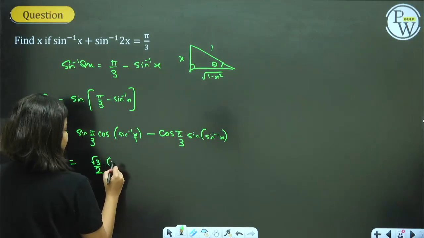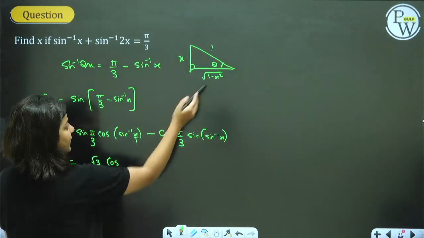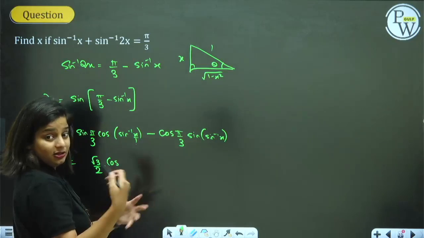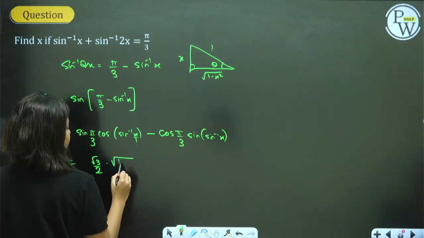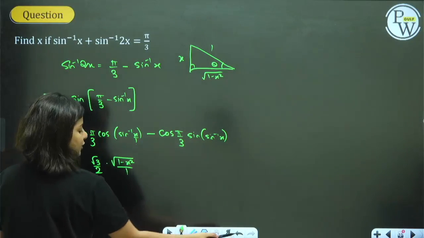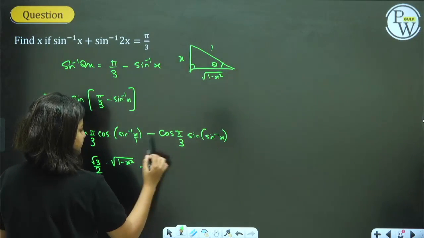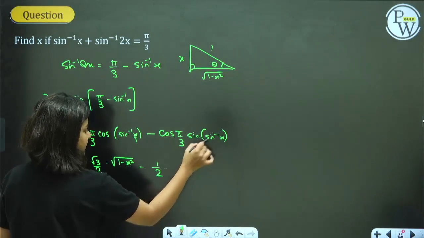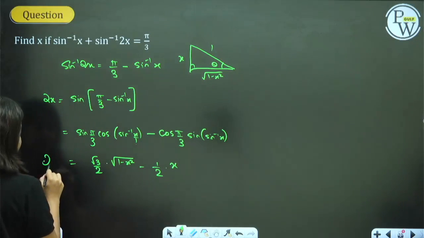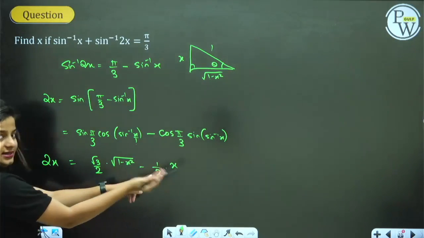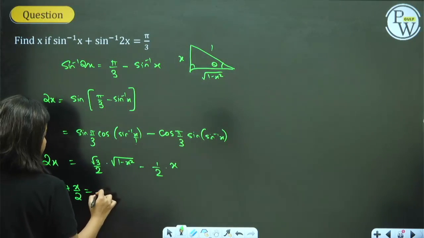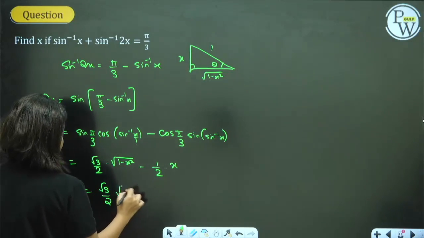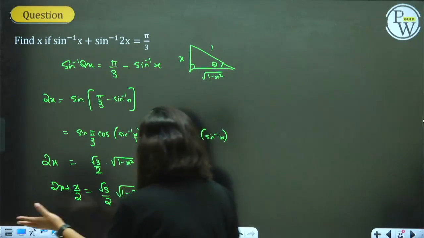Alright, so cos of sin inverse x from this triangle, if I want to write it in terms of cos, it will be adjacent upon hypotenuse. Let me write it directly, root of 1 minus x square, no need of writing upon 1. Cos pi by 3 is 1 by 2. Sin inverse cancel, x. This is equal to 2x. Minus x by 2 on the left side, 2x plus x by 2 is equal to root 3 by 2 times root 1 minus x square. Simplify to get the x.